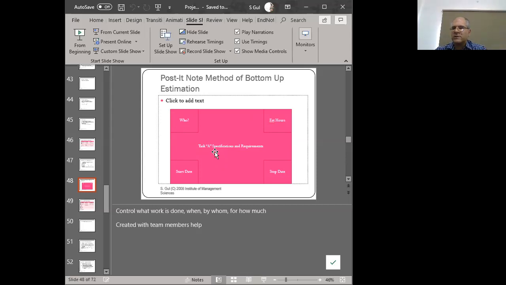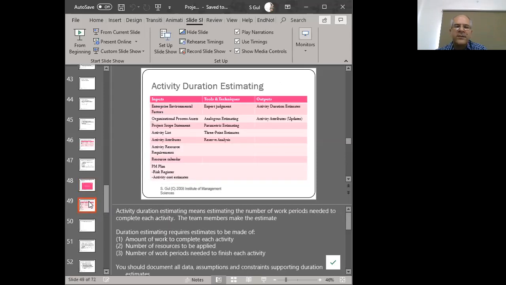And you can stick them onto a piece of glass or some sort of whiteboard, and you can move them around to figure out the dependencies and the activities. And you can develop your network diagrams in that way as well. But we've done a more sophisticated version using the ProjectLibre software.